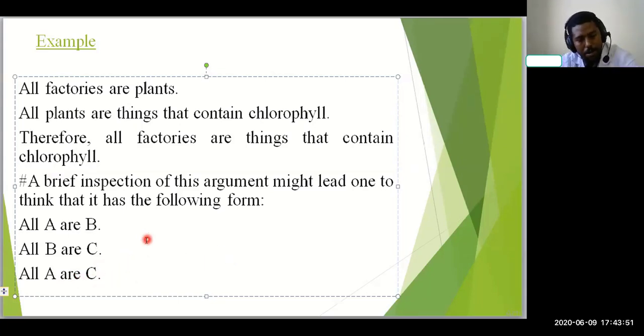Here, by mere inspection, it seems to be a valid argument, because there is the principle of transferability. B transfers here, you see? If all A are B, and if all B are C, we can say that all A are C. The form is valid. But what is the fallacy committed here in this example? When we go through a detailed inspection of the argument, here is the word plant in the first premise, and here is also plant in the second premise.